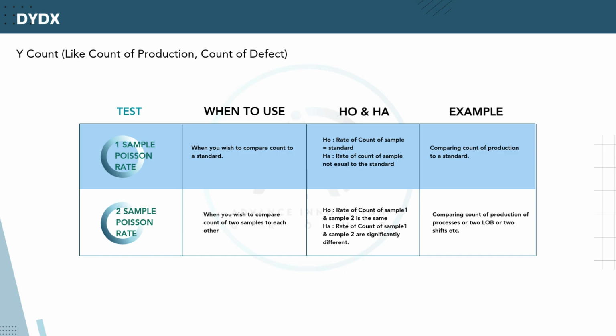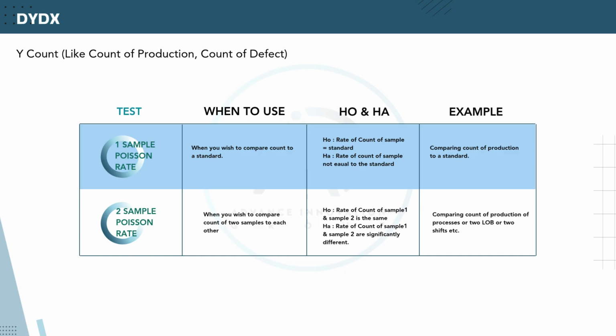The null hypothesis, H0, assumes the sample rate equals the standard. The alternate hypothesis, HA, assumes it is not equal. In the example, we're comparing production count to a standard to check for any deviation.